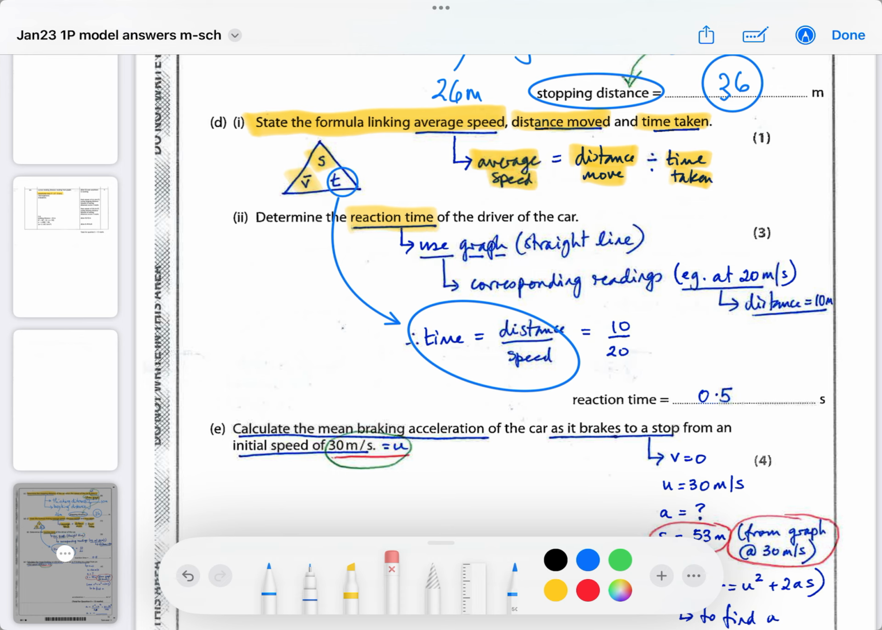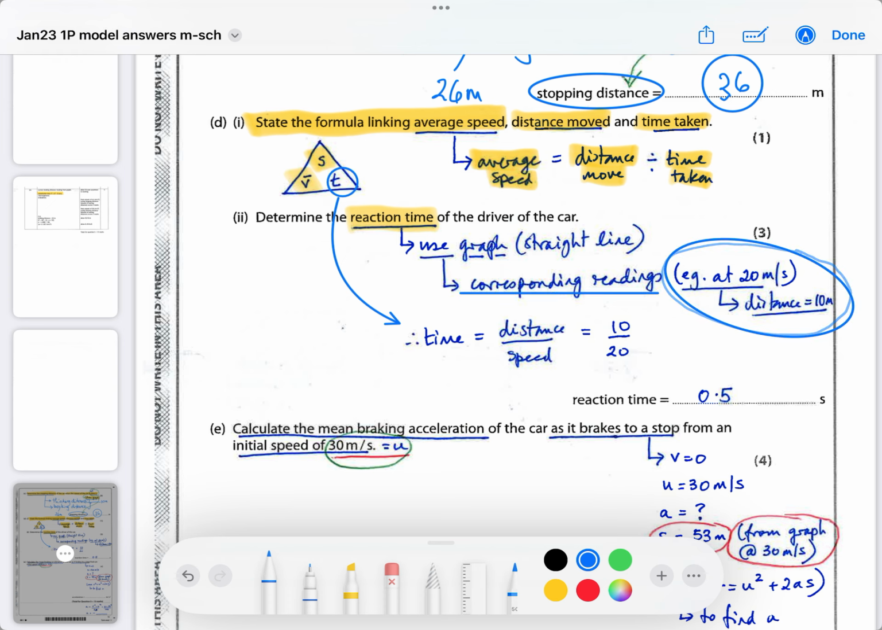So you go back to the graph and you can take any two corresponding values. So I did, for example, at 20 meters per second again, I saw the distance was 10, which we used in the question before. So the reaction time would be the distance traveled in the straight line graph divided by the speed that you're traveling at. And because it's a straight line, any two corresponding values will give you the same reaction timing.